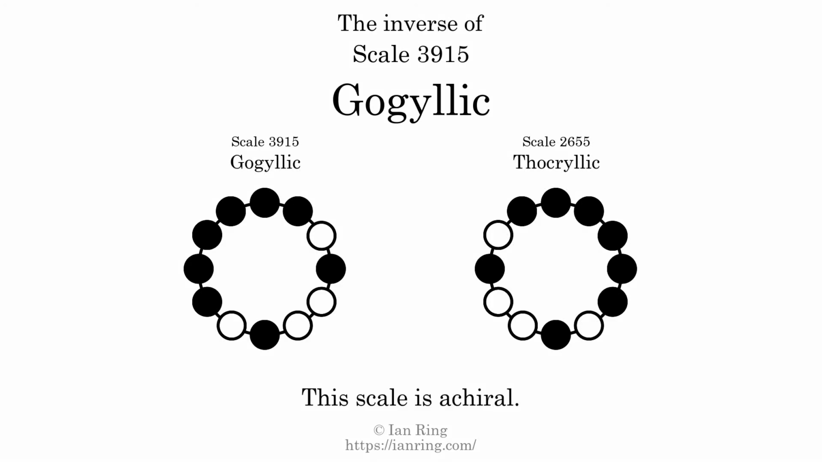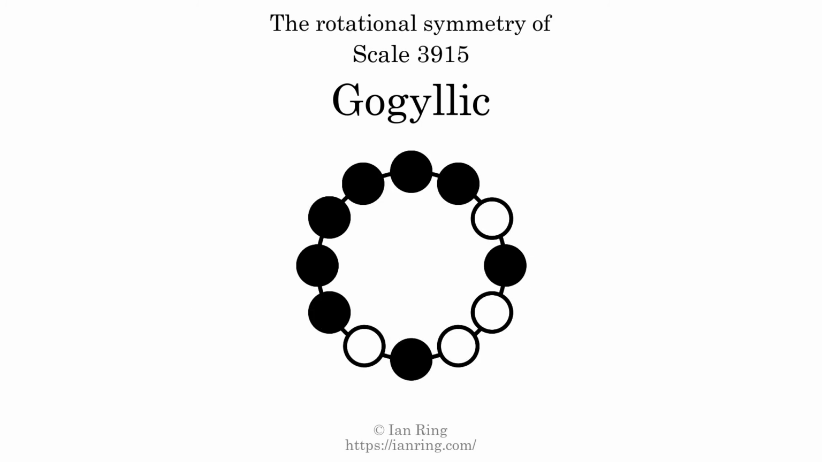The inverse of a scale is a mirror image. It is what you get when the sequence of intervals is reversed. The inverse of this scale is scale 2655, also known as the Gogyllic. This scale is achiral, since it can transform into its own reflection by a rotational transformation. This scale has no rotational symmetry.